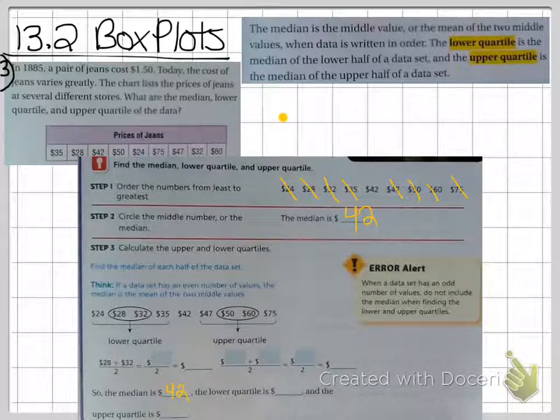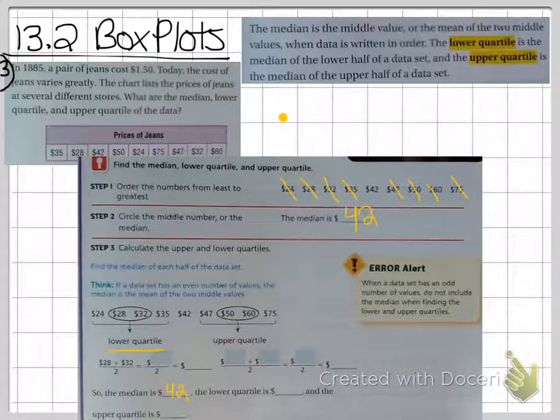And so again, you're just taking everything to the left of the median and finding the mean of those values, and everything to the right of the median and finding the mean of those values. So here they've nicely done that for us, and we can see that we have $24, $28, $32, and $35 is all our lower quartile.